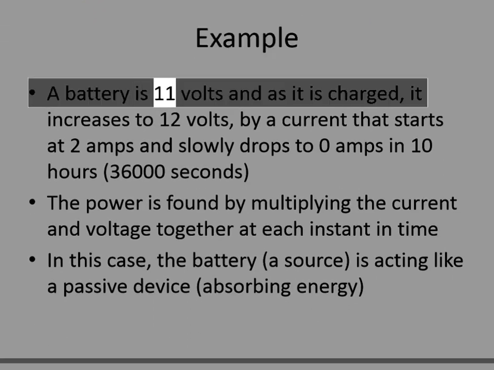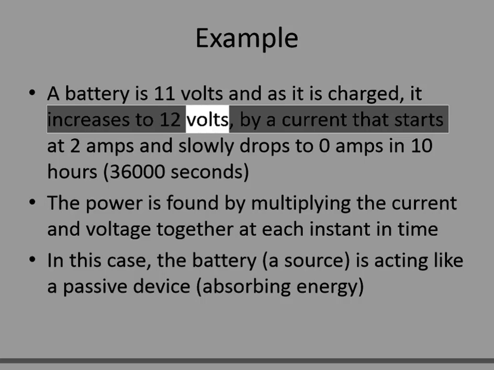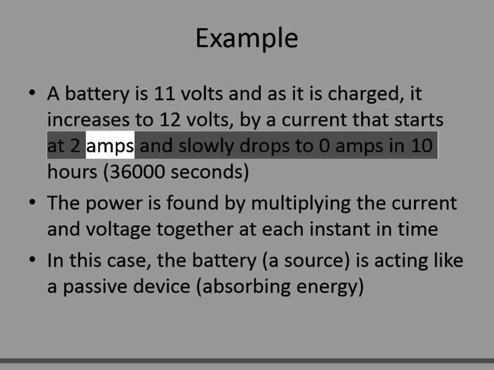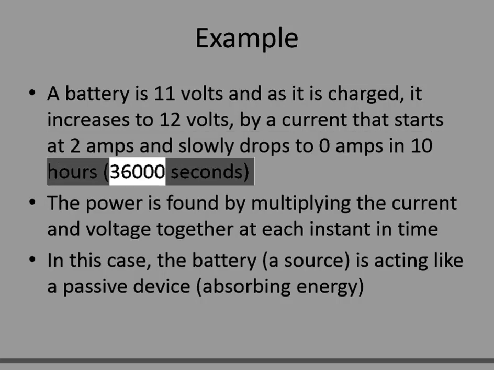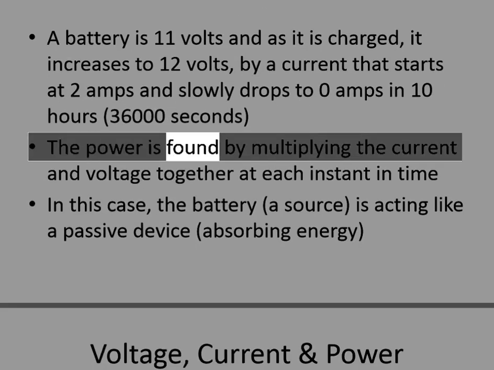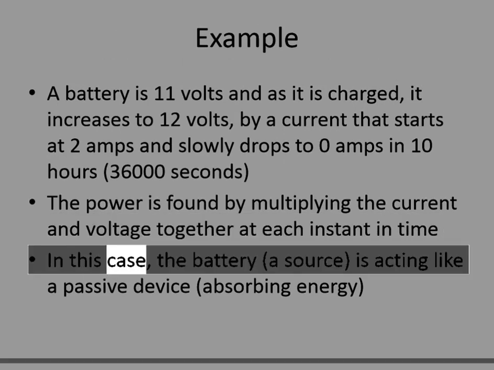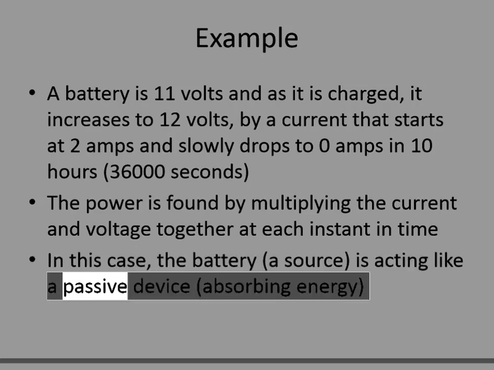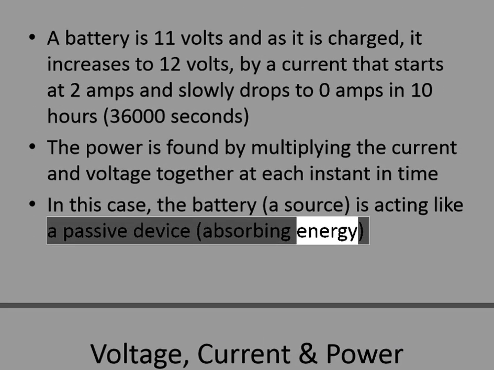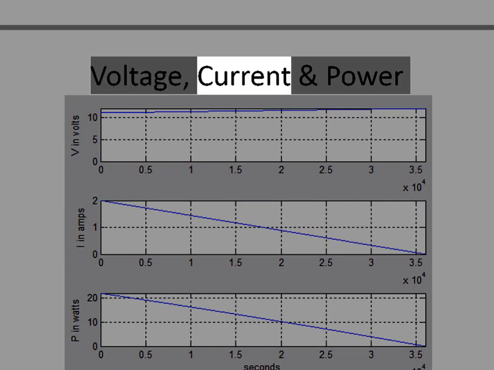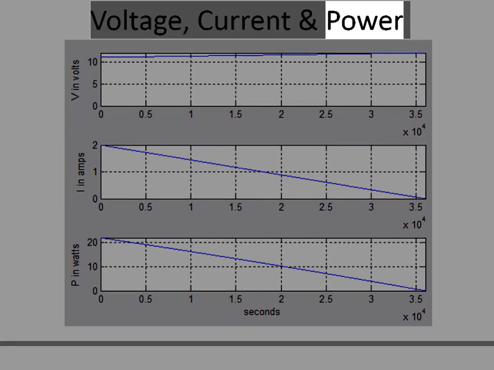Example: a battery is 11 volts and as it is charged, it increases to 12 volts, by a current that starts at 2 amps and slowly drops to 0 amps in 10 hours, 36,000 seconds. The power is found by multiplying the current and voltage together at each instant in time. In this case, the battery, a source, is acting like a passive device, absorbing energy. Voltage, current and power.